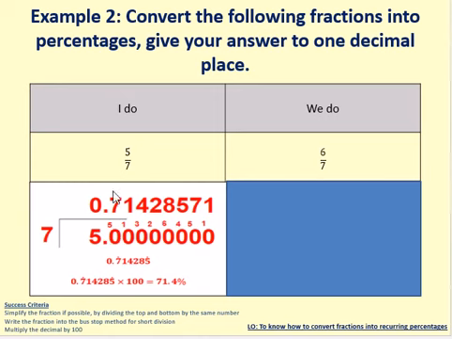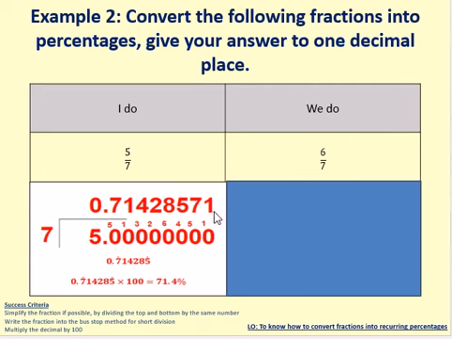7 into 50 goes 7 times, remainder 1. 7 into 10 goes once, remainder 3. And we keep working our way through until it becomes clear that it's just going to start repeating again. And here we get a 7 and a 1. We know it's going to start repeating again. We know the next number is going to be 4, then 2, then 8, then 5.